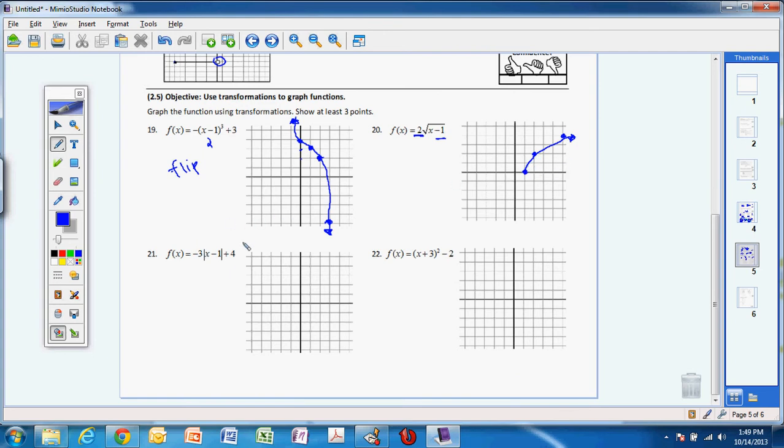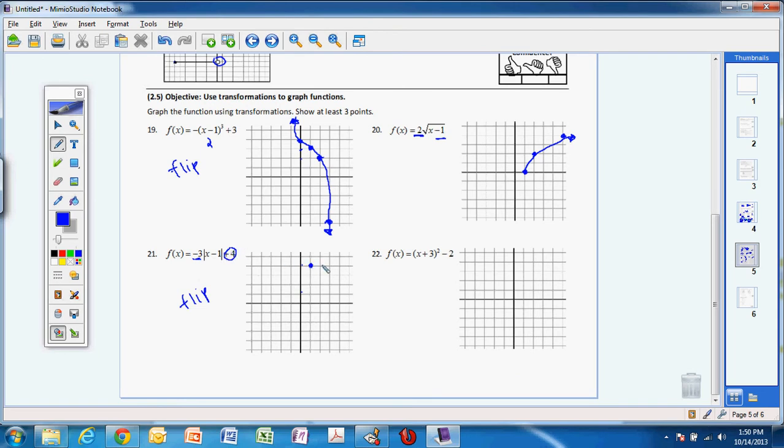Number 21. In this case, again, I'm going to look for where I'm shifting my graph first. So I know I'm going to go up 4. 1, 2, 3, 4. I'm going to go up 4. And the negative 1 on the inside tells me I'm going to shift right 1. So I'm going to start here. And I know I'm not going to be going up because this negative tells me I have a flip. So I have a flip going on up front. And this 3 tells me I'm going to vertically stretch it.